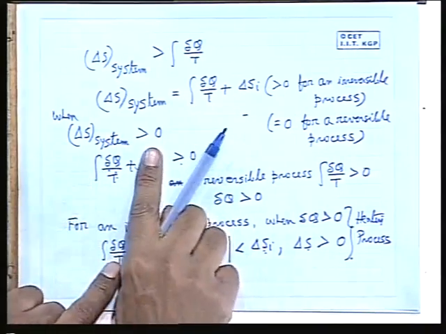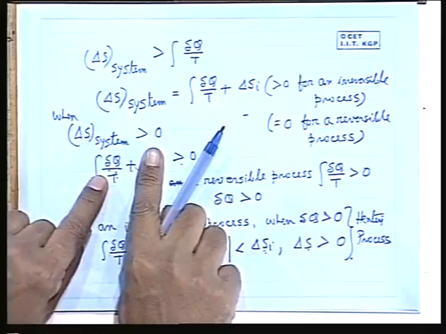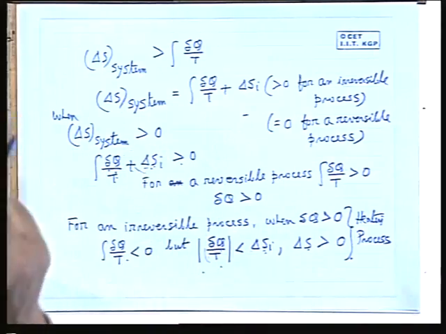For a reversible process, this part is 0. So for a reversible process, if you give heat, entropy will increase. If you take heat, entropy will decrease. There is no other way out. So it is directly related to the heat quantities.